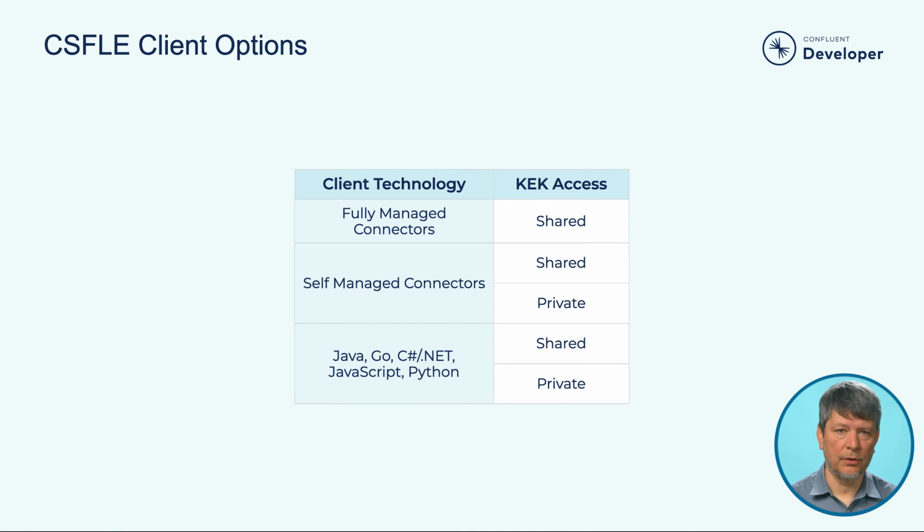Ultimately, the decision comes down to your use case. If you are new to configuring client-side field-level encryption, I recommend starting with the first option. At any point in time, you can switch to option 2. Both approaches are fully supported, so you can pick what works best for your scenario. When it comes to implementing client-side field-level encryption, you have several client options to choose from, depending on your setup and security needs. Fully managed connectors, self-managed connectors, and using one of the many client libraries available.